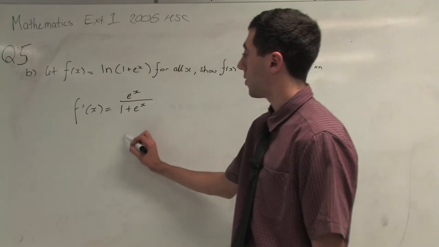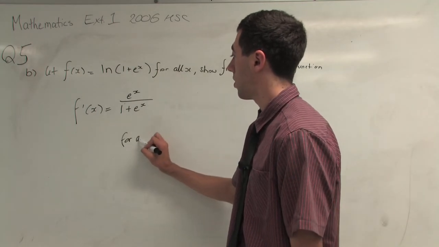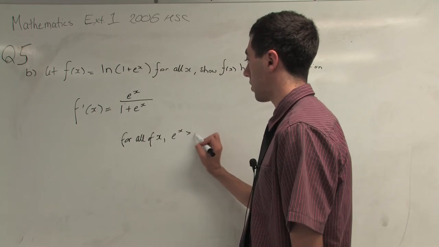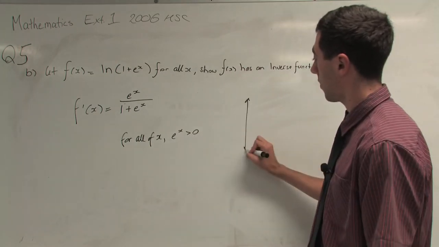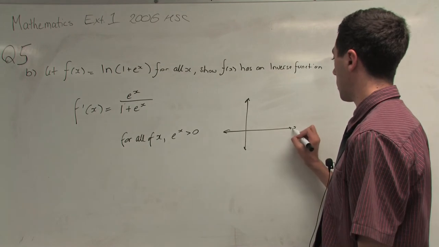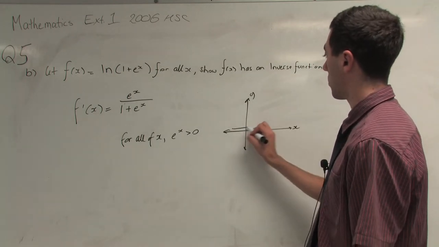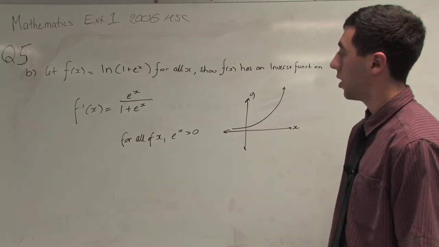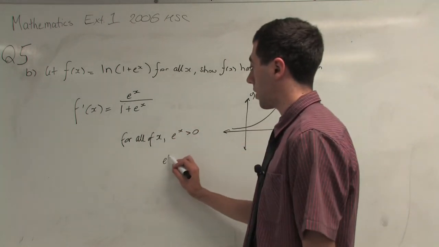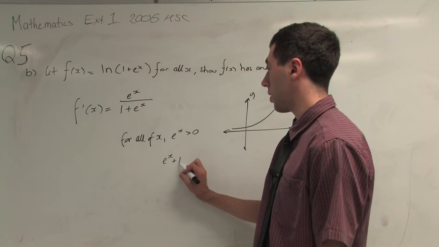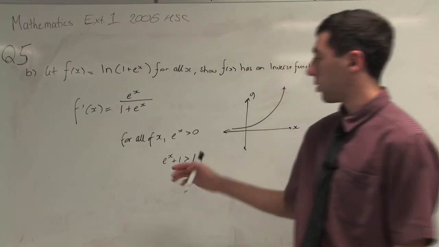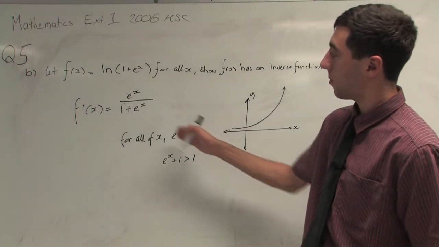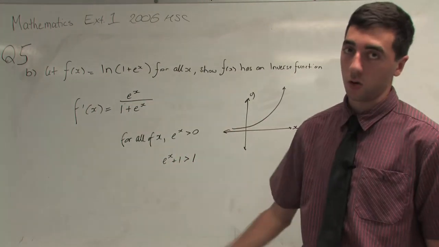So if you realize, for all x, e^x is always greater than 0. As you might observe from the graph of e^x, it is always going up. It never hits 0, thus it can never be negative. So if e^x is greater than 0, then e^x + 1 is always greater than 1. Thus, if these two values are positive, then f'(x) is always positive.